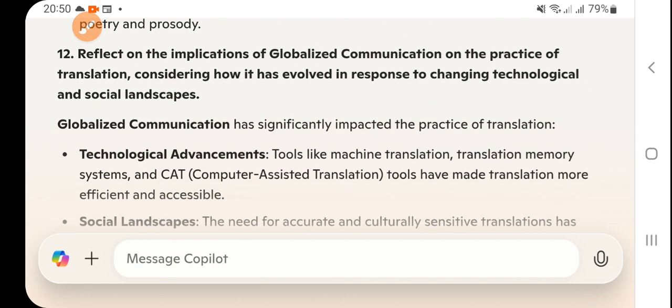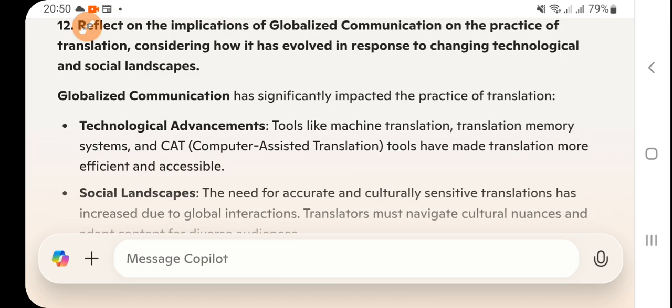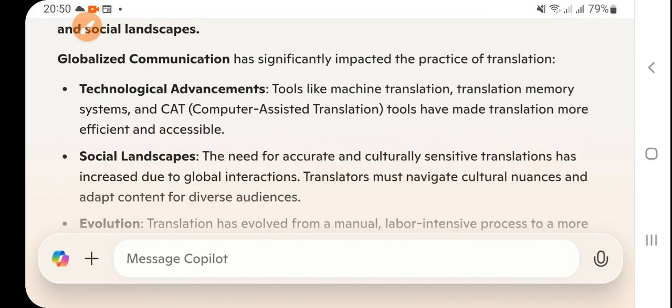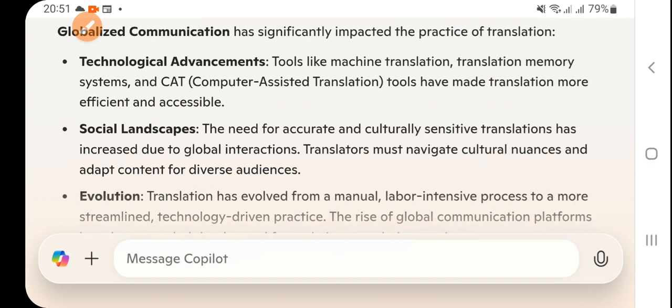Now, reflect on the implications of globalized communication on the practice of translation, considering how it has evolved in response to the changing technological and social landscape. So, globalized communication has significantly impacted the practice of translation. Technological advancements, tools like machine translation, translation memory systems, and computer assisted translation tools have made translation more efficient and accessible.